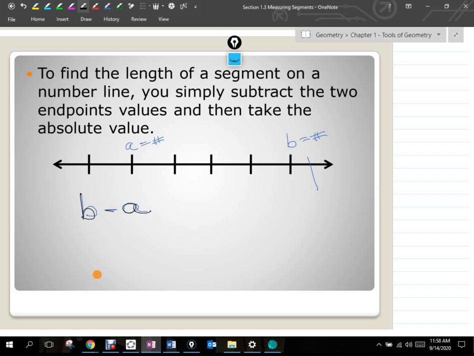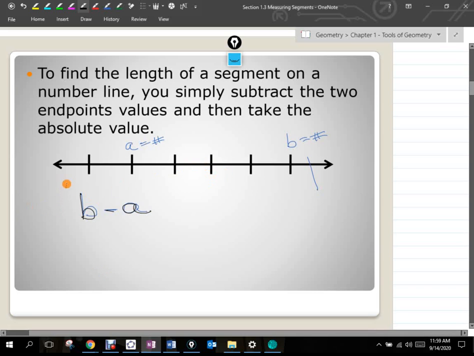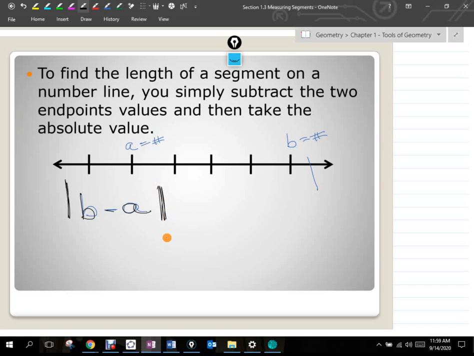always bigger than a point to the left, right? So that's going to guarantee that my result is positive, and distances have to be positive. But it doesn't matter, because what we're going to do is put those bars around it, and that's just going to double check. It's going to guarantee that my distance is positive.